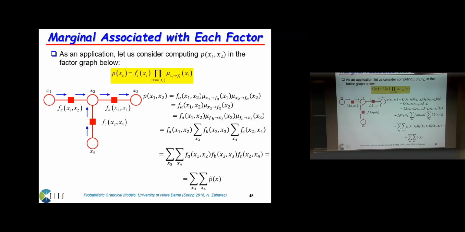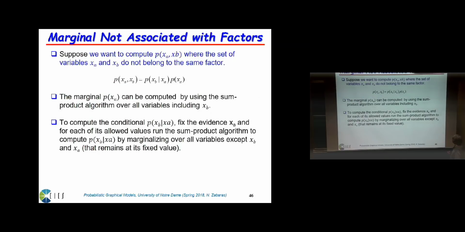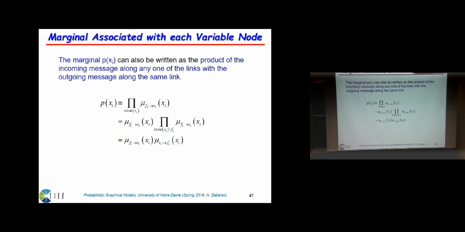Again, you're not doing all of these things to prove this, but somehow it works. If you want the marginals of variables that are not even connected through a factor node, you can calculate that easily as well. So you can read this slide.